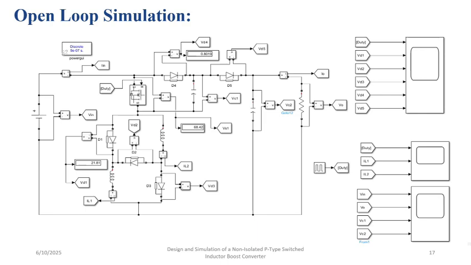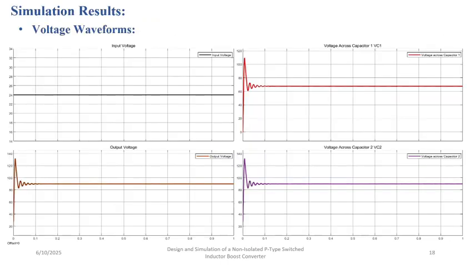This is the open loop simulation. These are the results of the simulation, where these are the voltage waveforms. The first waveform is input voltage and second is output voltage, and third waveform represents voltage across capacitor 1 and fourth waveform represents the voltage across capacitor 2.